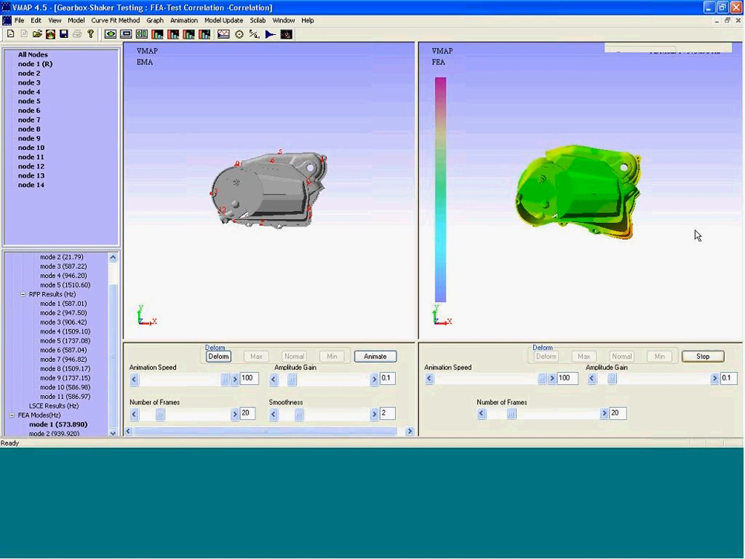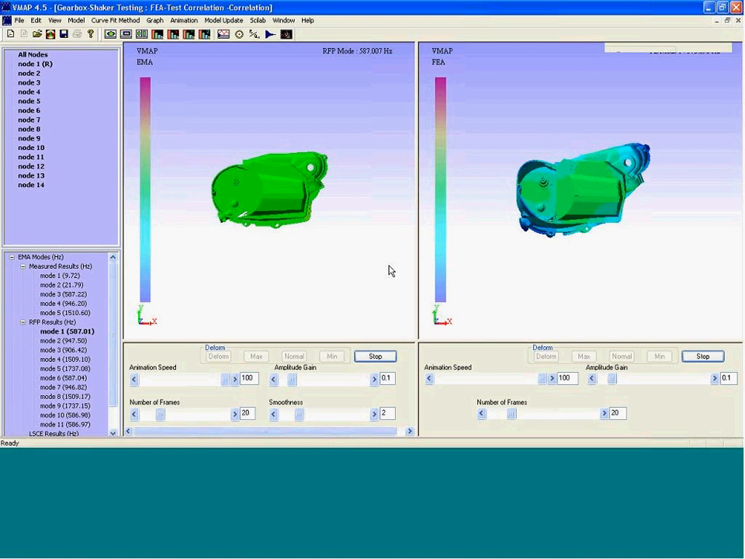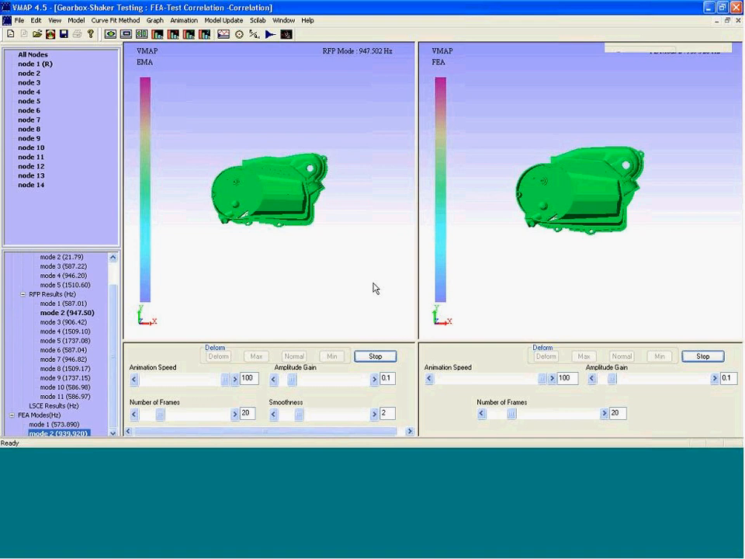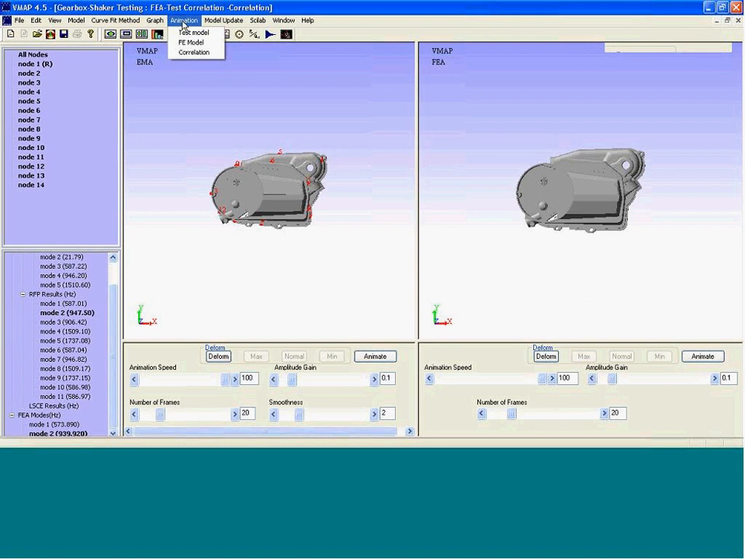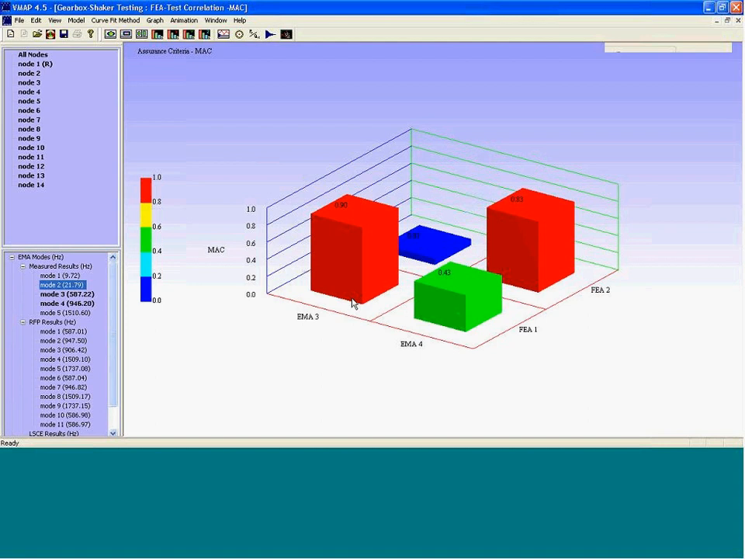The first mode. So here we are looking at the mode shape corresponding to the first resonant frequency from test on the left side and FEM on the right side. Similarly, for the second mode, test on the left side and FEM on the right side. Now let's look at numerical correlation. We have 90% for the first mode and 83% for the second mode.